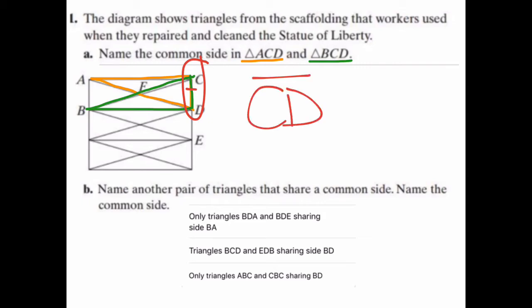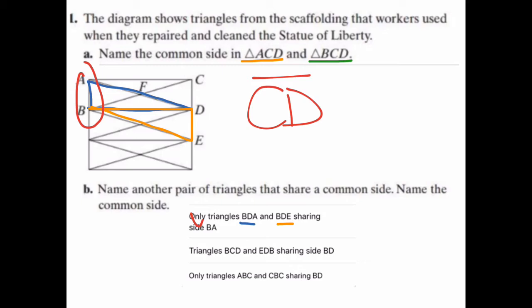Our second section wants us to name another pair of triangles that share a common side. So we'll look and see which ones work for that. For our first option, I put BDA in blue and I put BDE in yellow. And it says that they share side BA, which is over here, but as you can see, there's only blue there. So this is not the correct answer.